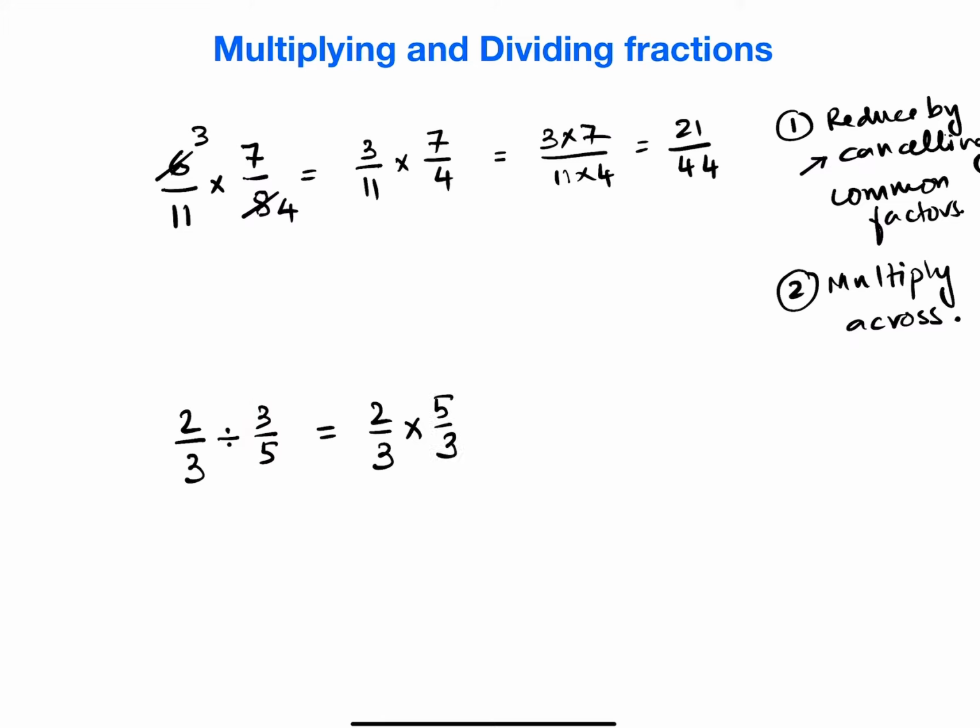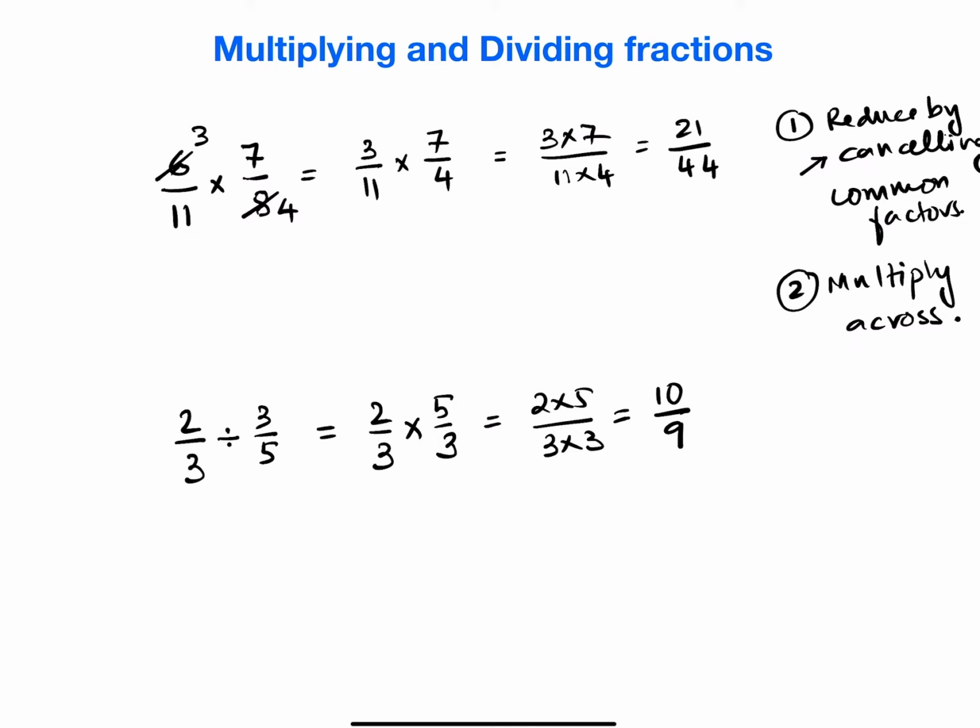Okay? And when you have that, now you go back to step 1, reduce by canceling, and then step 2, multiply across. In this case, there are no common factors between the numerators and the denominators, so we have to jump to step 2, which is multiply across. So therefore it's 2 times 5 over 3 times 3, which is 10 over 9.